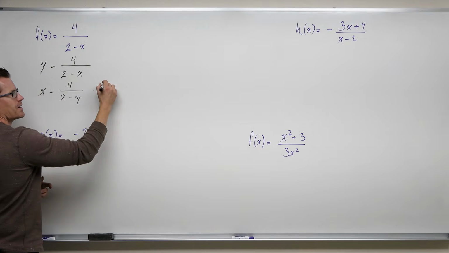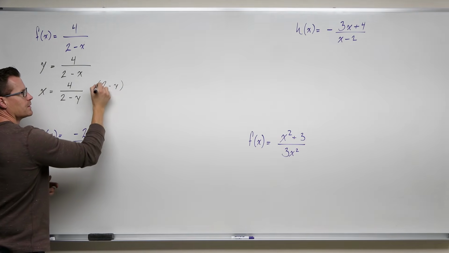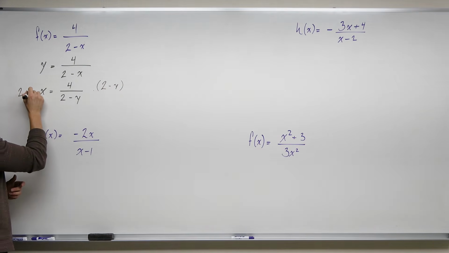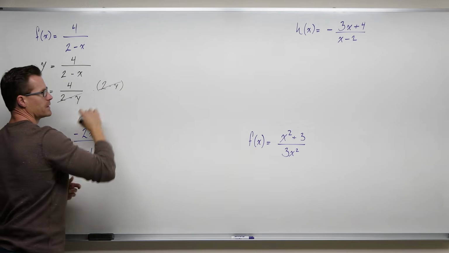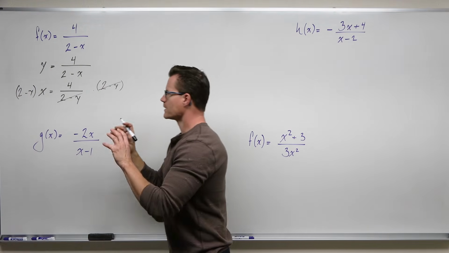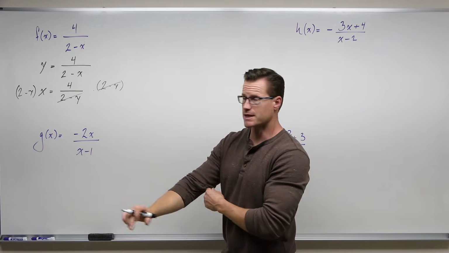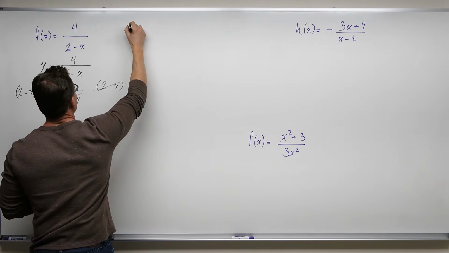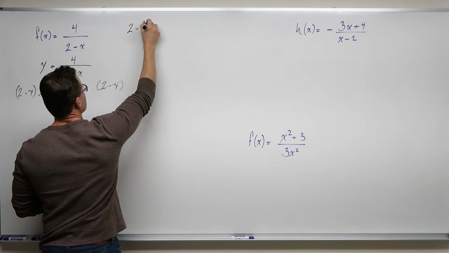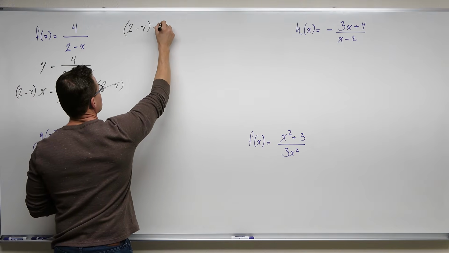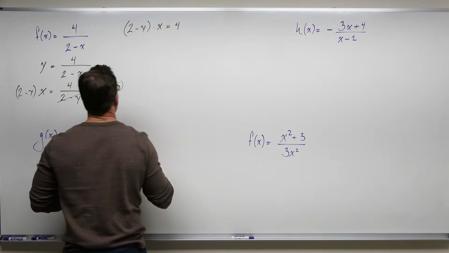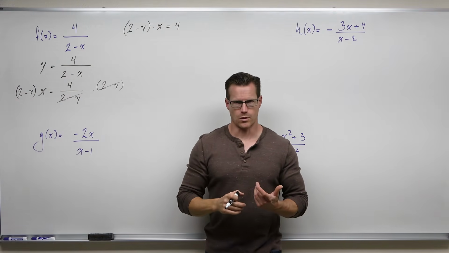So let's multiply by 2 minus y and 2 minus y. What are we going to get? On the left-hand side, we get 2 minus y times x. On the right-hand side, we get 4.